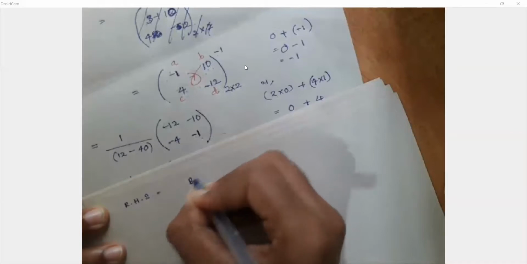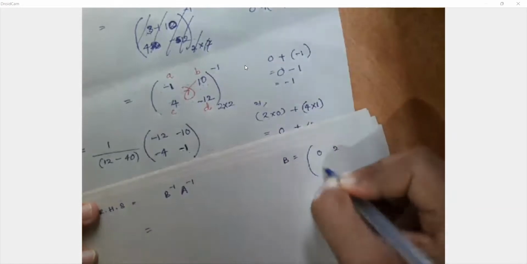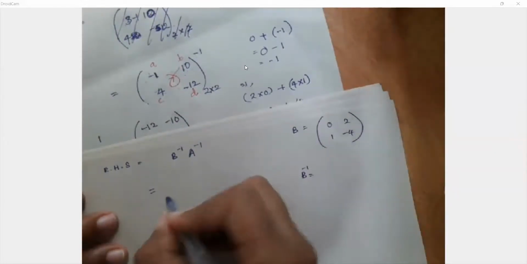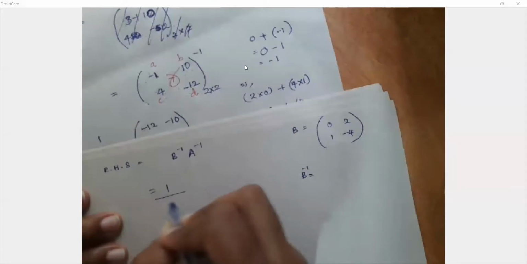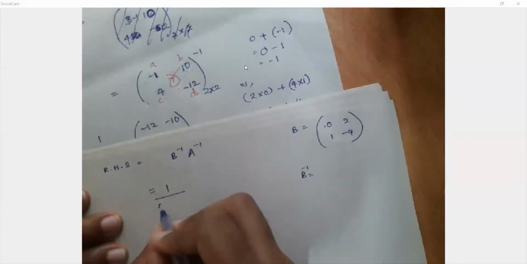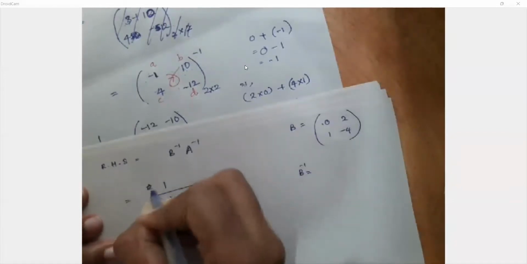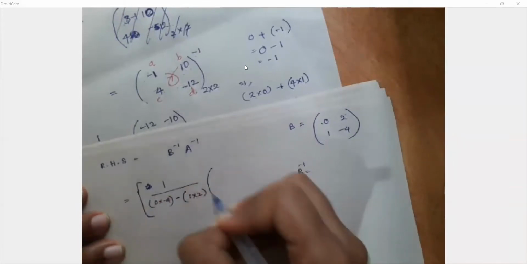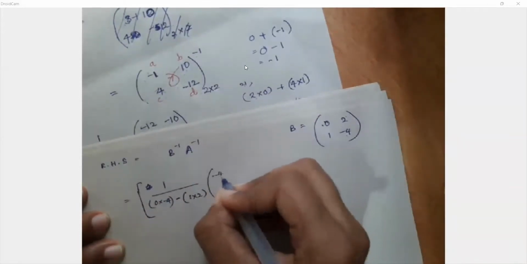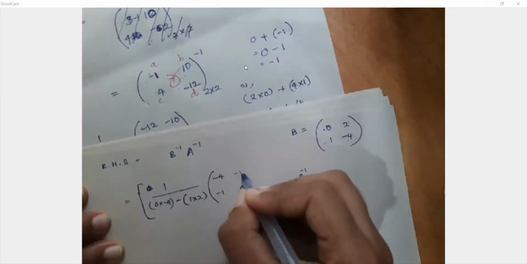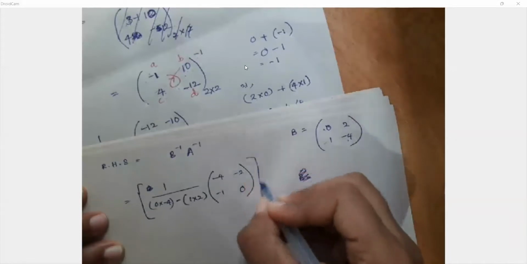We need B inverse, A inverse. Our B is what now? You have to try these ones at home and come. I can't give the time to try this here. So what is our B inverse? I shall write it here: 1 over AD minus BC, 0 into minus 4 minus 1 into 2. The matrix is interchanged: minus 4, 0. Put minus values here: minus 1, minus 2. If I'm wrong, let me know. This is B inverse.